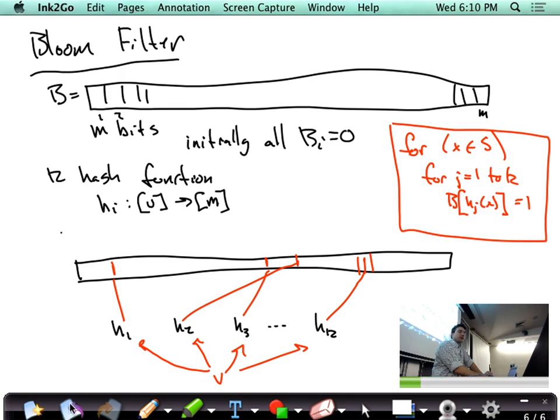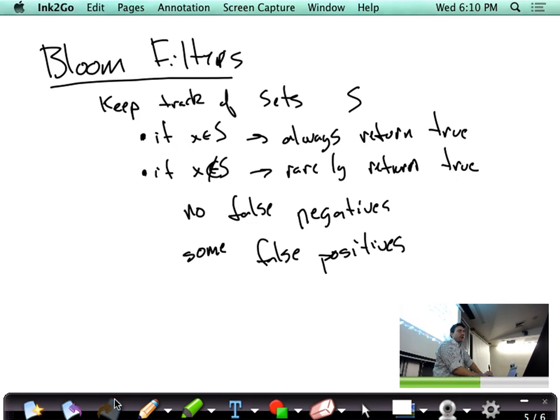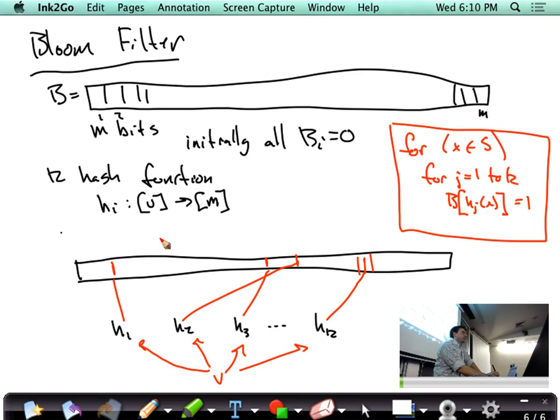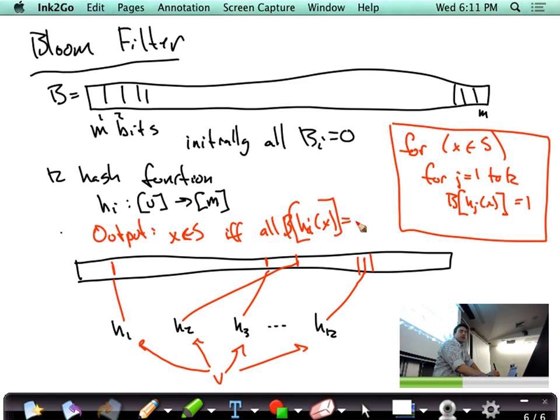Now, how do I answer this query: is x in the set after I've done this? If h of x is equal to 1, but I have k hash functions, which one do I use? I'll just use all of them. So on output, you say x is in S if and only if b at h_i of x is equal to 1 for all i. So if all of the bits are set to 1, it's in the set. If any of them is 0, it couldn't possibly be in the set. It's a fairly simple idea, but usually in a hash function you just map it to one location.